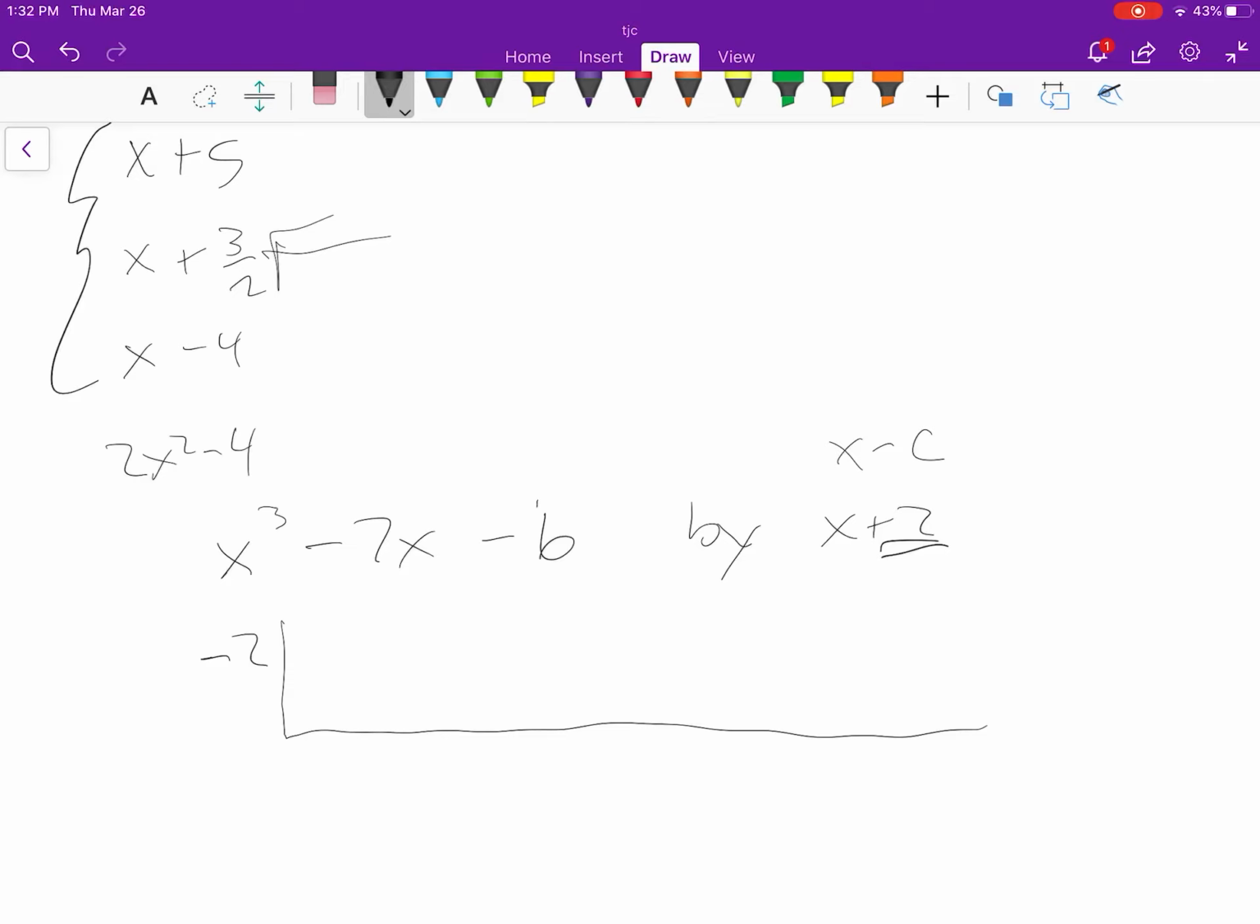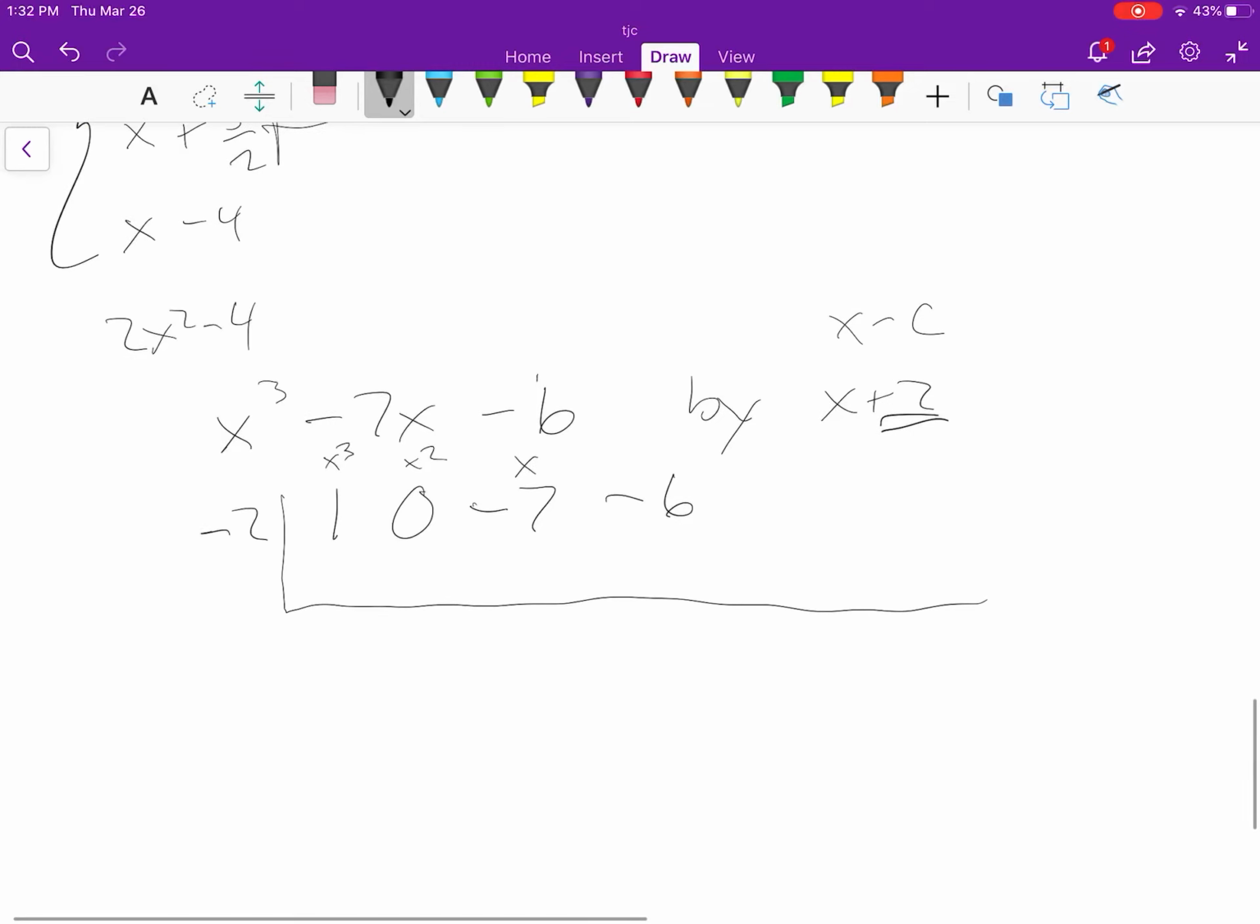And then what you do is you write out, just using the coefficients, you write out the coefficients. And if you are missing a term, like here we're missing an x squared, you're going to have to put a 0 in. So here we're going to have a 1. This is for your x cubed. Then we're going to have a 0. This is for your x squared because we don't have an x squared. Then we're going to have a -7. That's your x. Then you have your constant term, -6. Okay? So we've set it up.